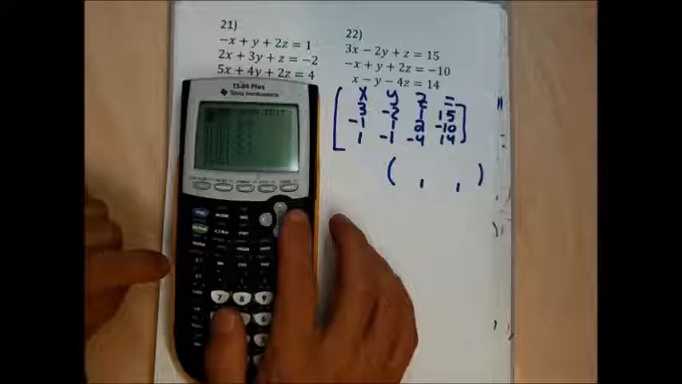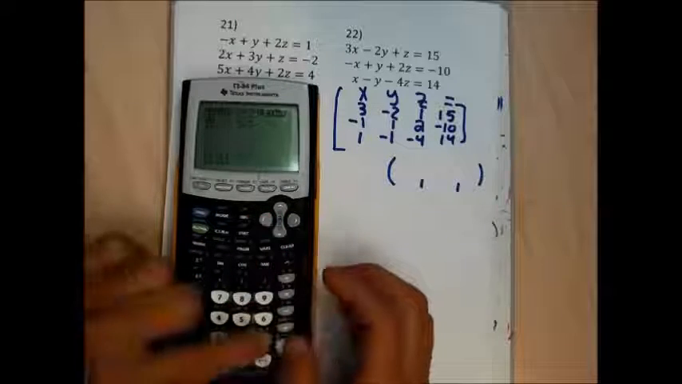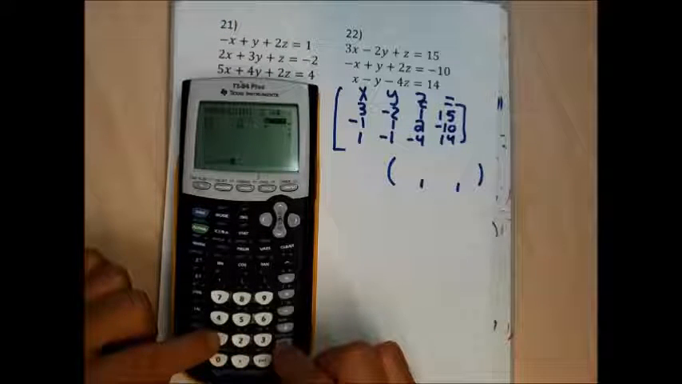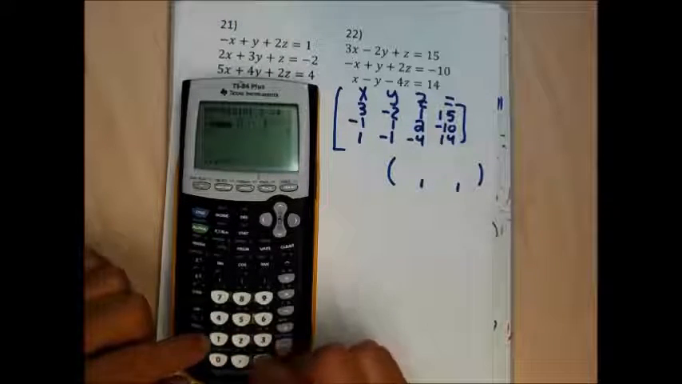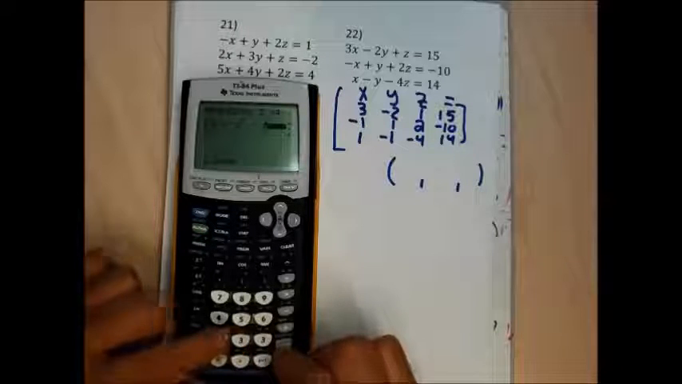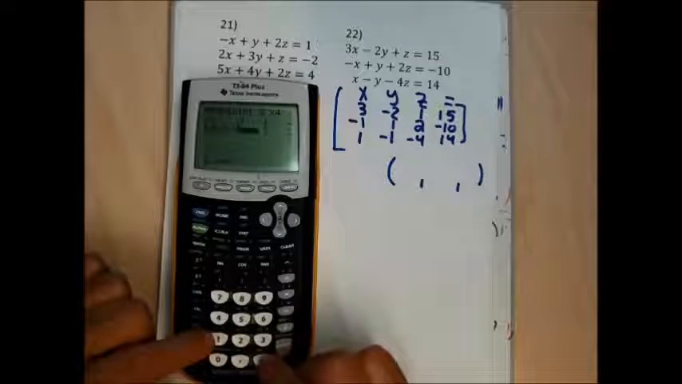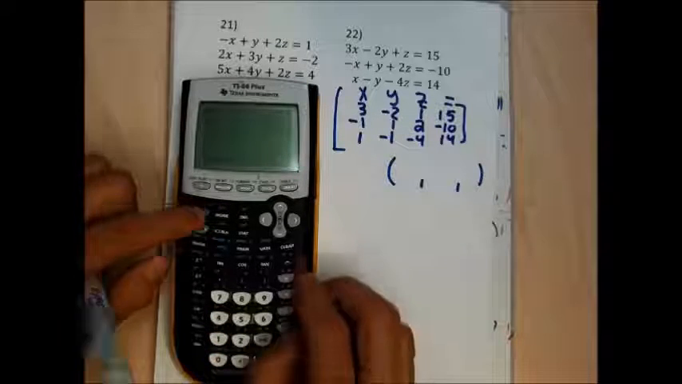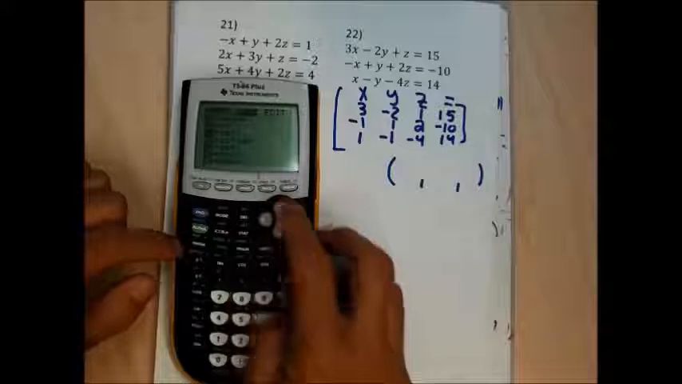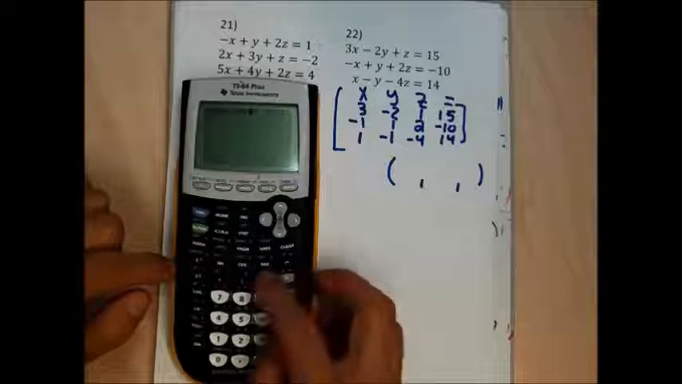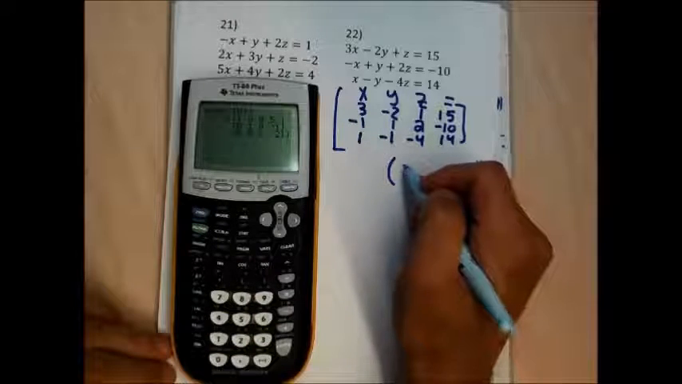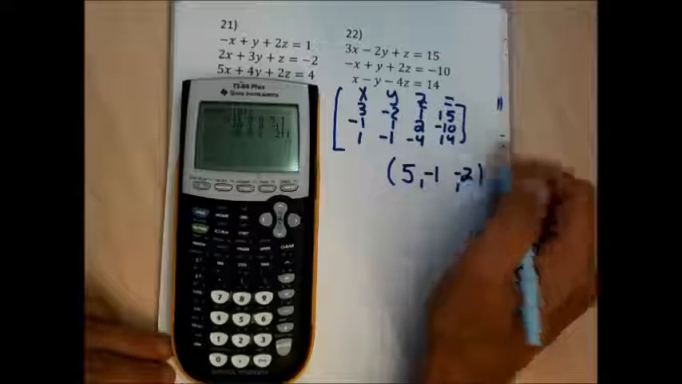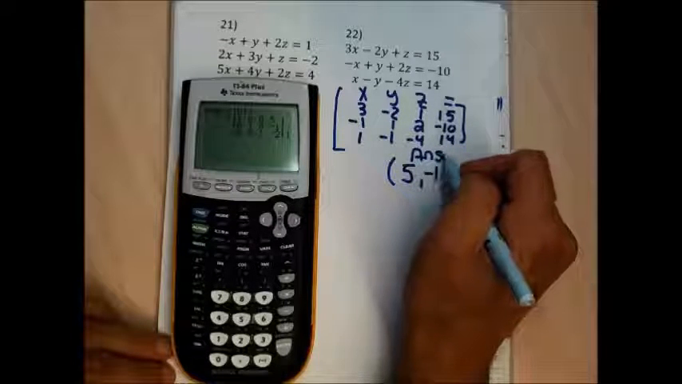So second matrix, enter this as a 3 by 4 matrix, then 3, -2, 1, 15, -1, 1, 2, -10, 1, -1, -4, 14. Second quit. Second matrix math, RREF, second matrix names. Enter. My answers are going to be X equal to 5, Y equal to -1, Z equal to -2. So that's the answer to problem 22.